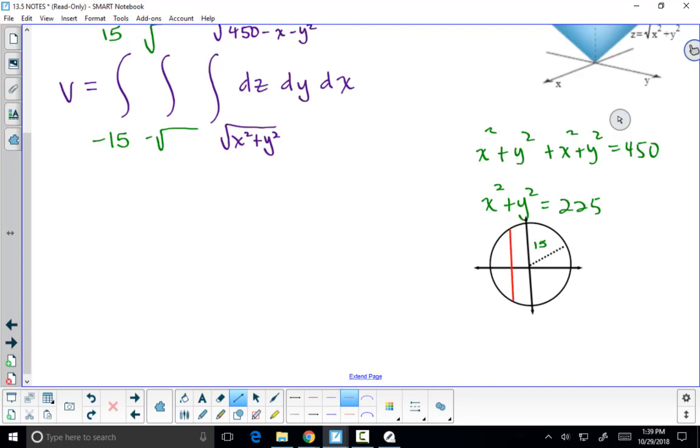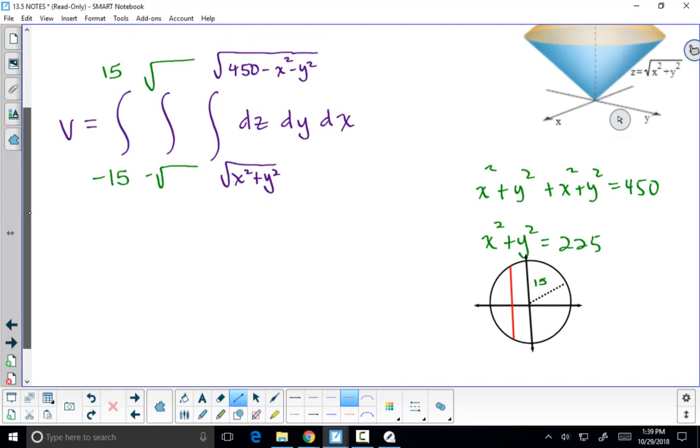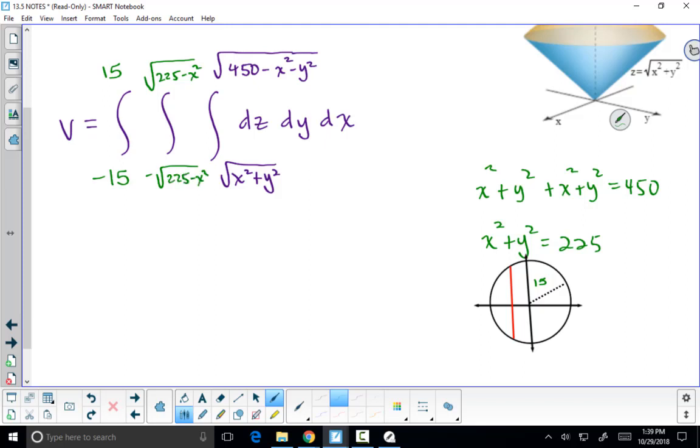So we're using a vertical element, and the lower curve is y equals negative square root of 225 minus x squared. The upper curve will be positive square root of 225 minus x squared. So that would be our setup.